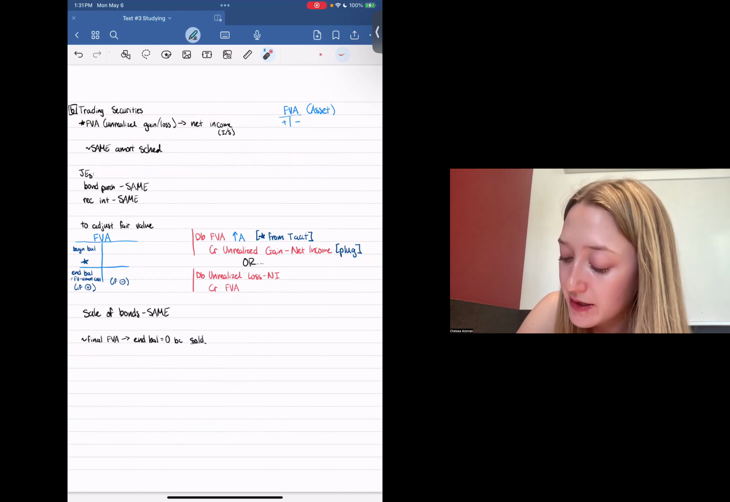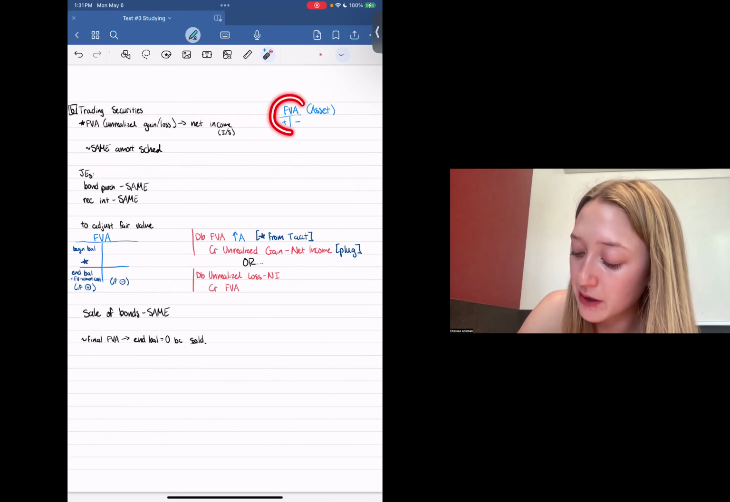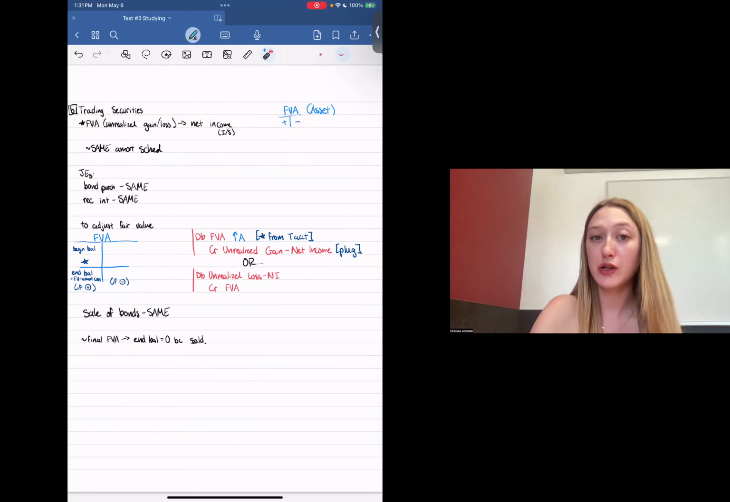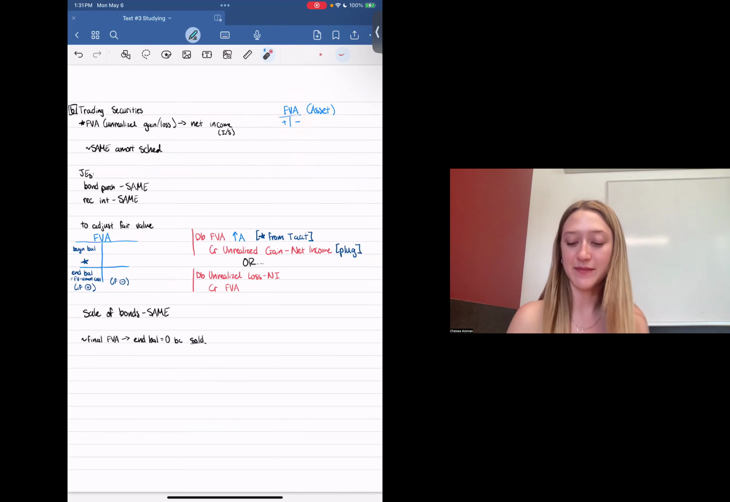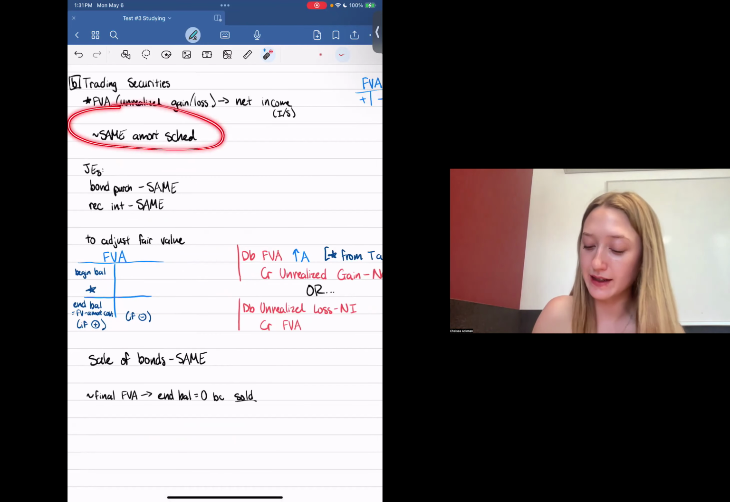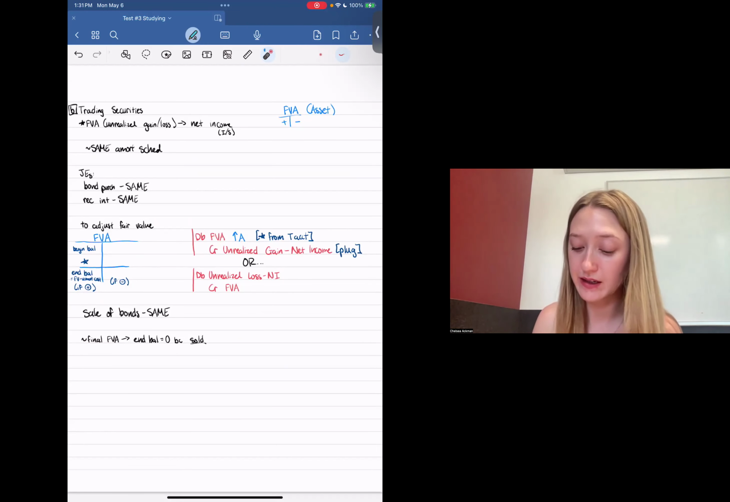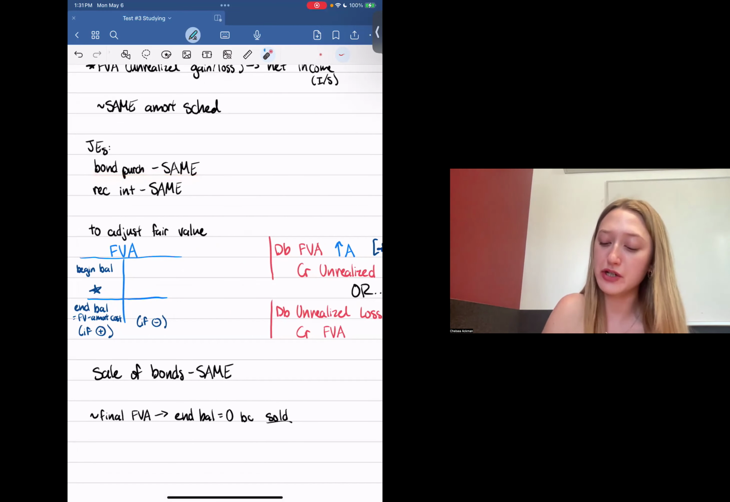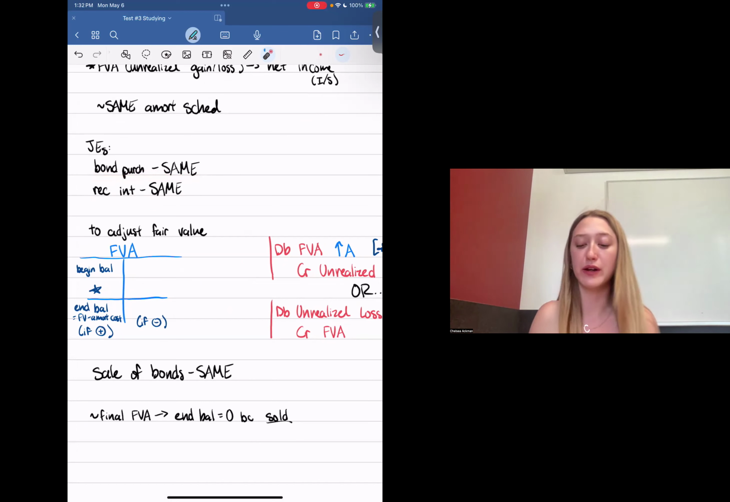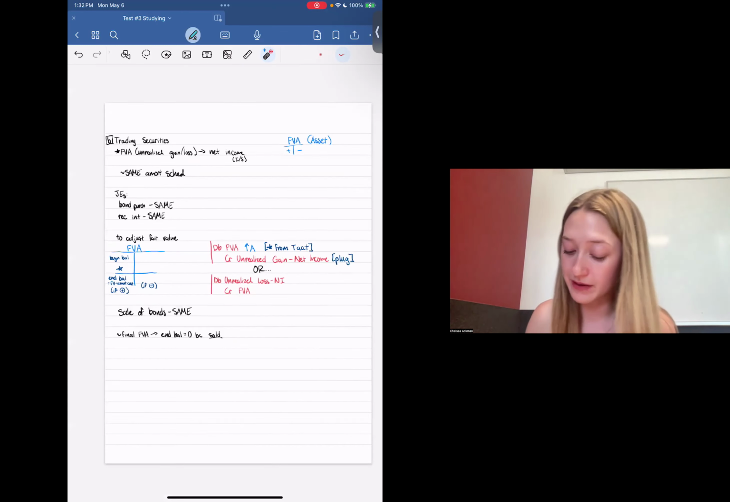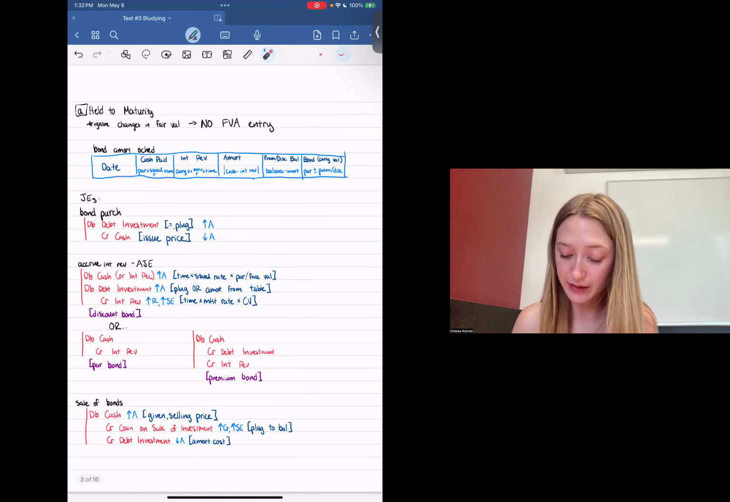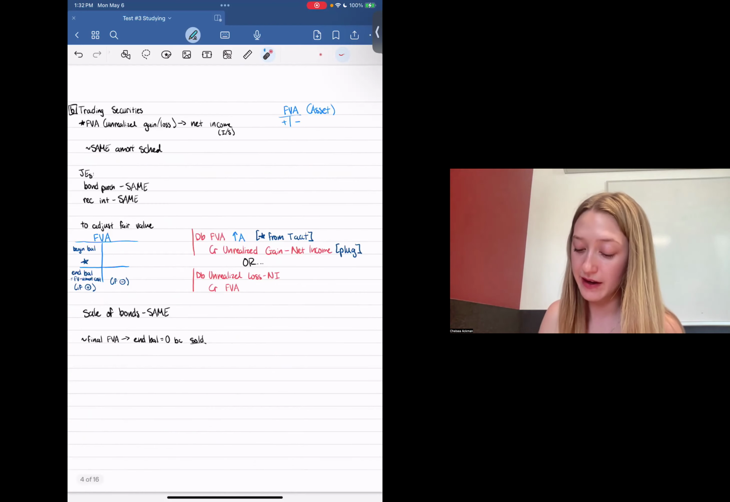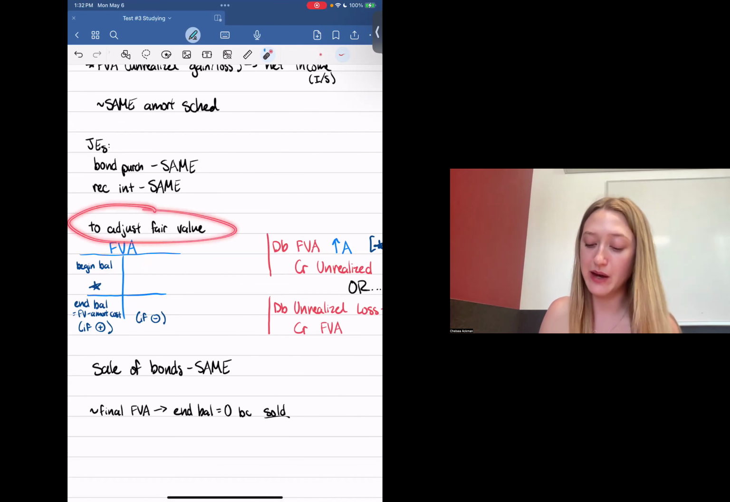Fair value adjustment is an asset, and so it has a regular debit balance. The amortization schedule is the exact same as it was for held to maturity securities. The journal entry for the bond purchase is the same. The journal entry to record interest is the same. And those were the only two that we had here other than the sale. So then to adjust for fair value, we have to do that first.